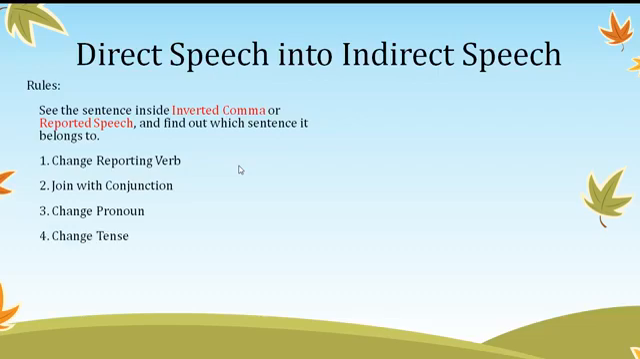Number 4, change tense. I will tell you how to change the tense in the next slide. Number 5, remove commas and inverted commas, because I already said to you that one of the features of indirect speech is that there won't be commas and inverted commas. Dear learners, I hope that you understood.